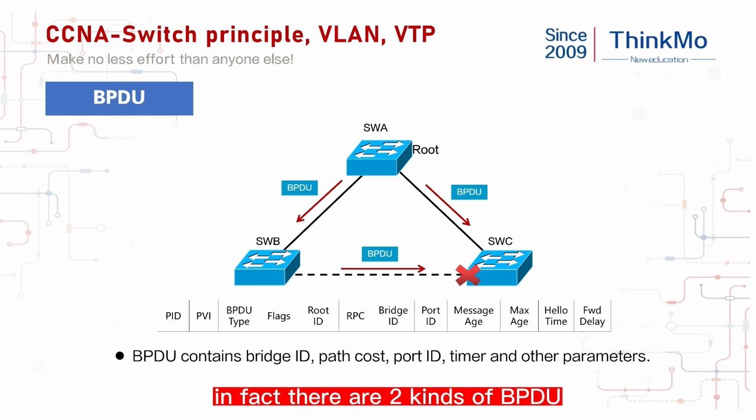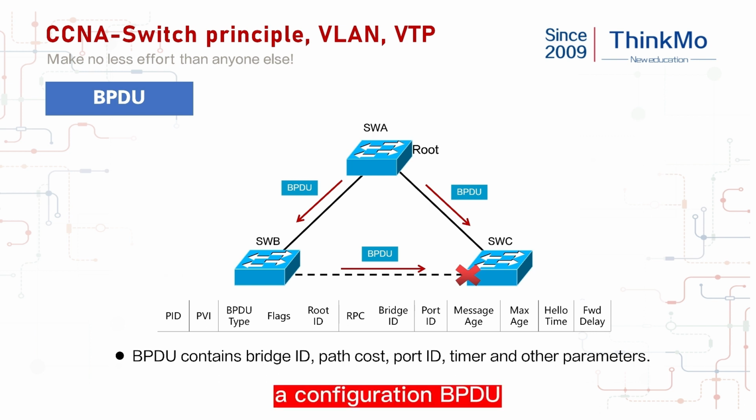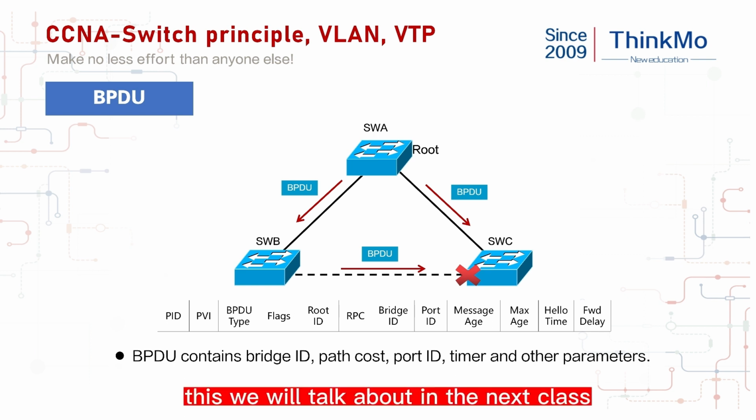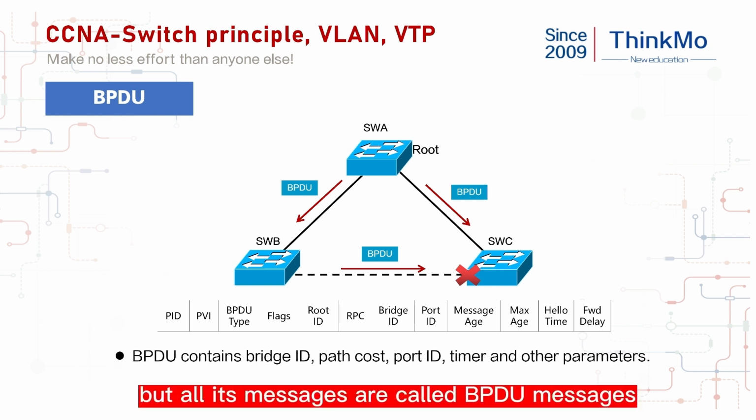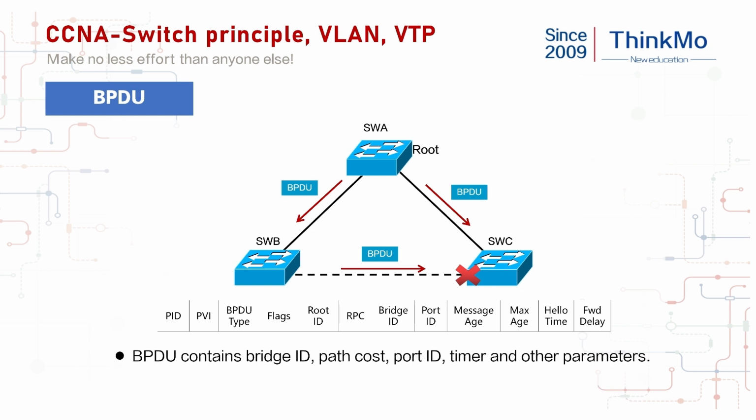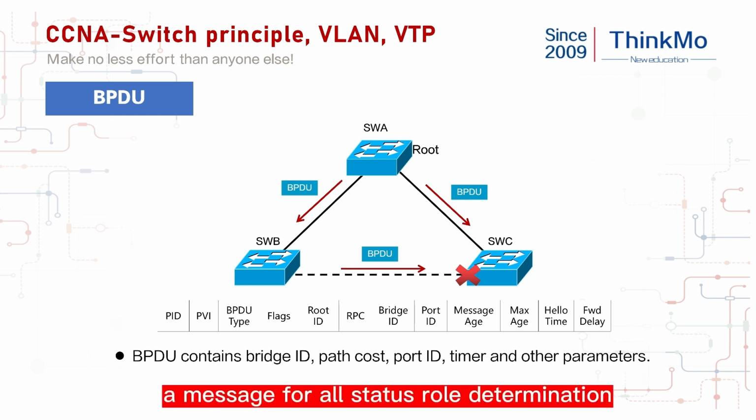In fact, there are two kinds of BPDU. One is the configuration BPDU, and the other is called TCN, which we will talk about in the next class. But all of these messages are called BPDU messages. You need to know this. They are the messages used for all status and role determination. All role states are determined by such messages.